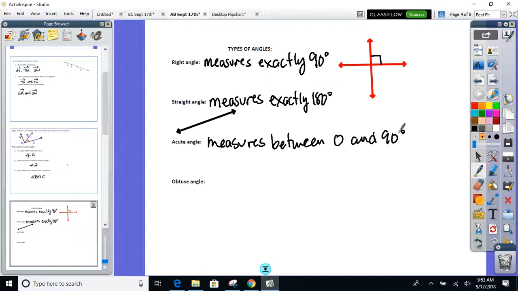And what about an obtuse angle? Not greater than 180. Greater than 90, but less than 180. Yes, so measures between 90 and 180. All right. Some I'm sure you're familiar with.